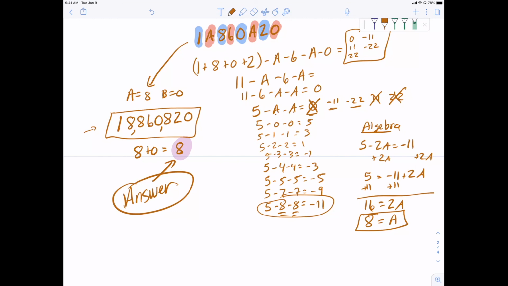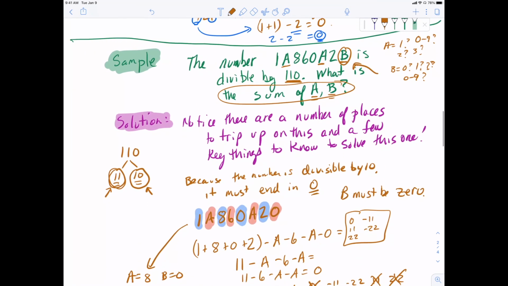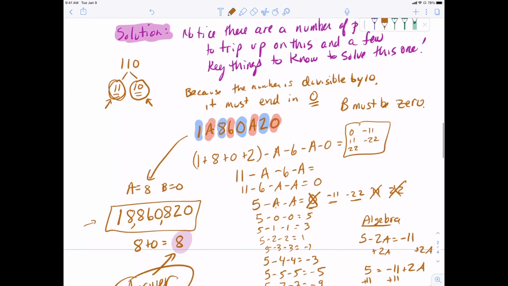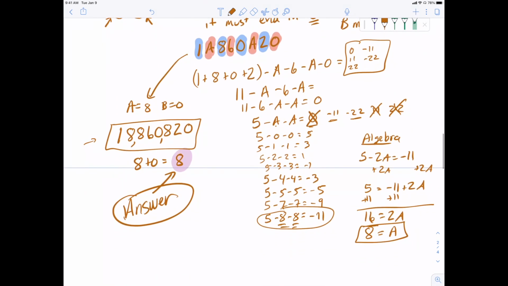Very involved. This is a pretty involved question, but if you've made it through there, this is one of the harder problems for sure that you're going to see on the test. Involved a lot of little tricks. All right, we'll see you in Math Olympiad.